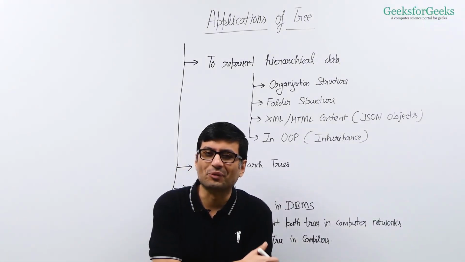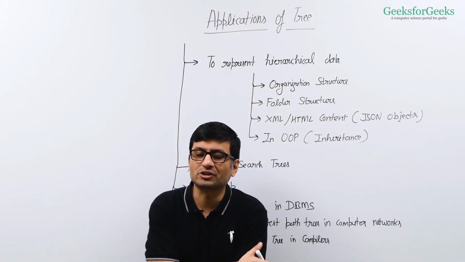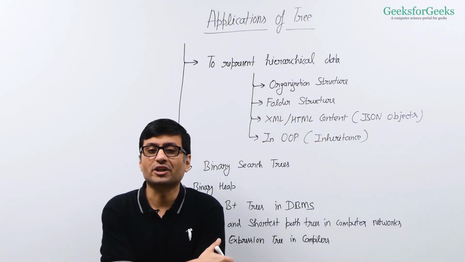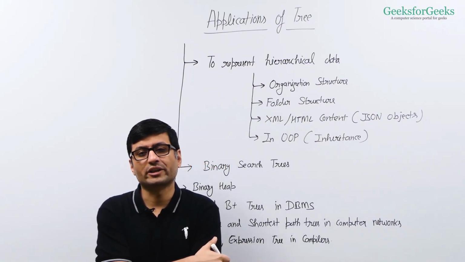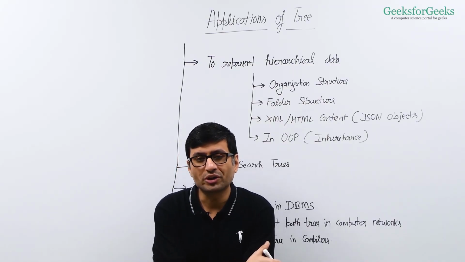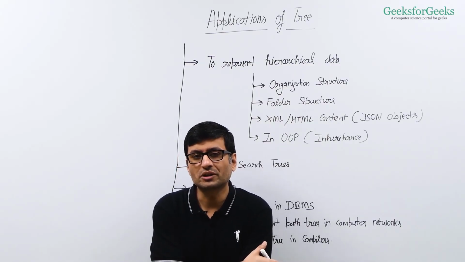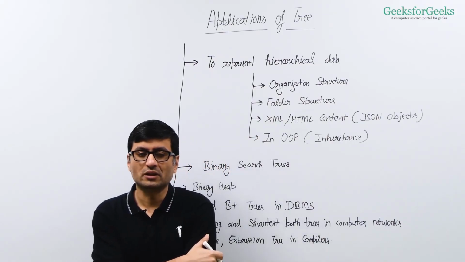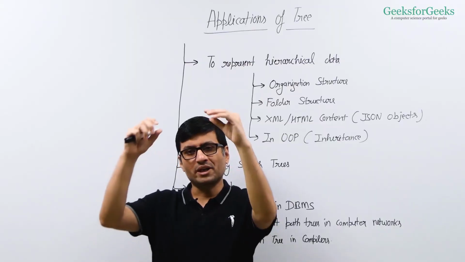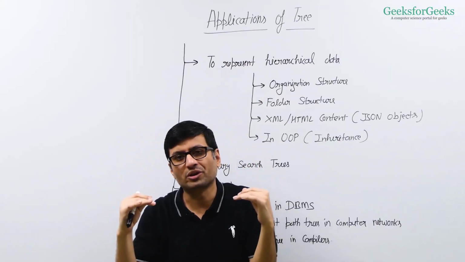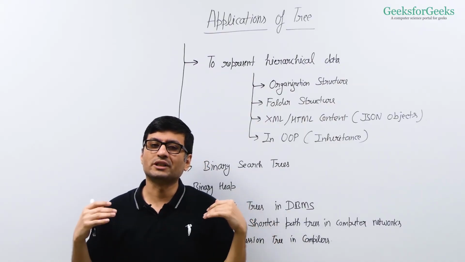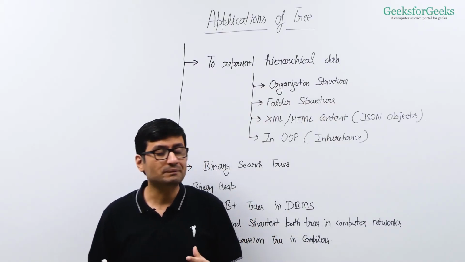Hi, in this video we are going to talk about applications of tree data structure. The first application is they are used to represent hierarchical data. Whenever you want to store hierarchical data in memory, you use tree data structure. For example, organization structure. You have main person at the top, then people reporting to him, then people reporting to the reportees, and so on. You represent such a structure using tree.